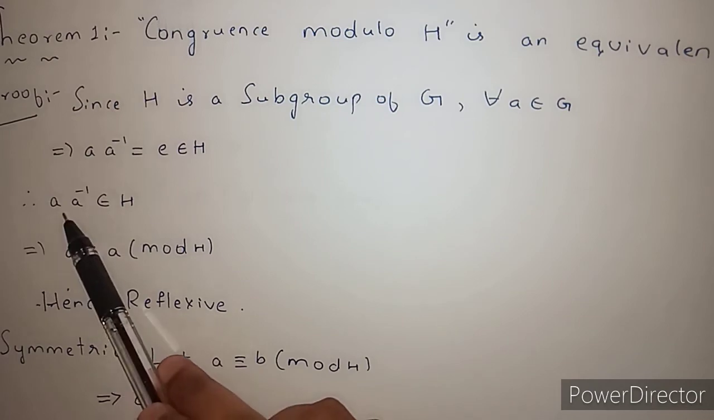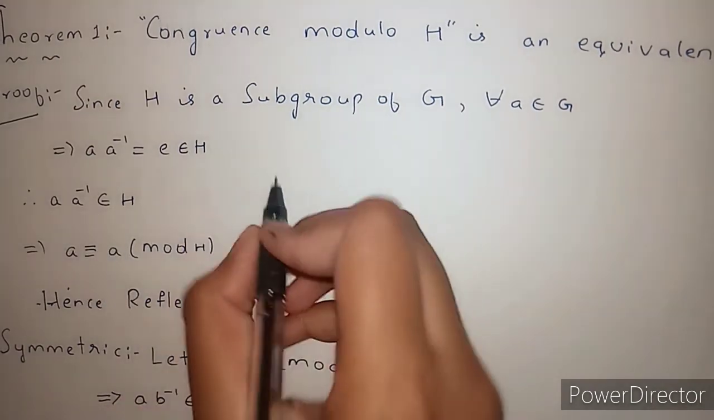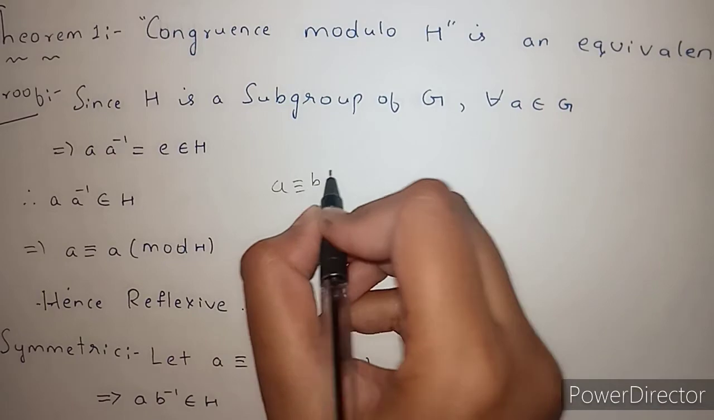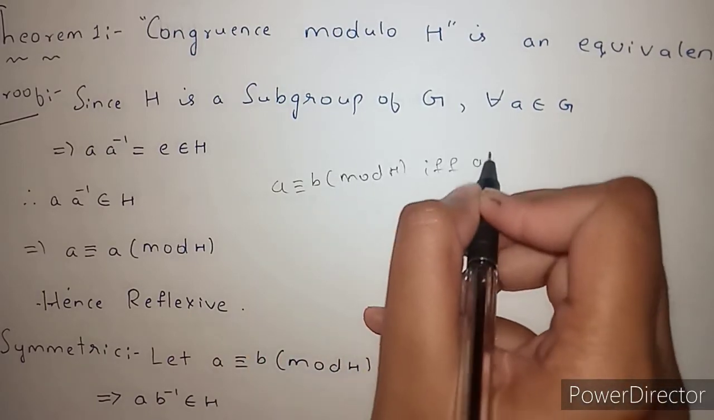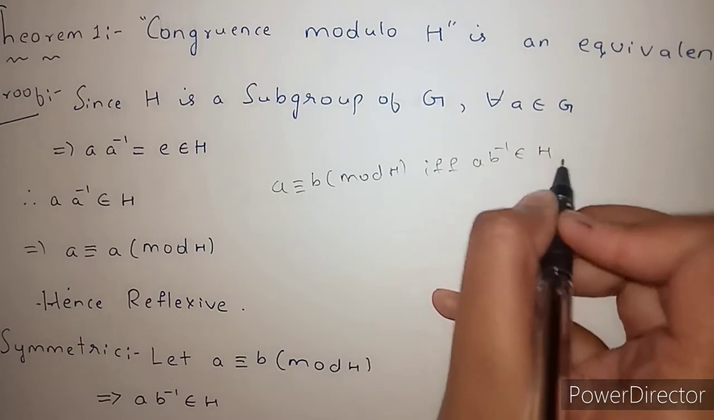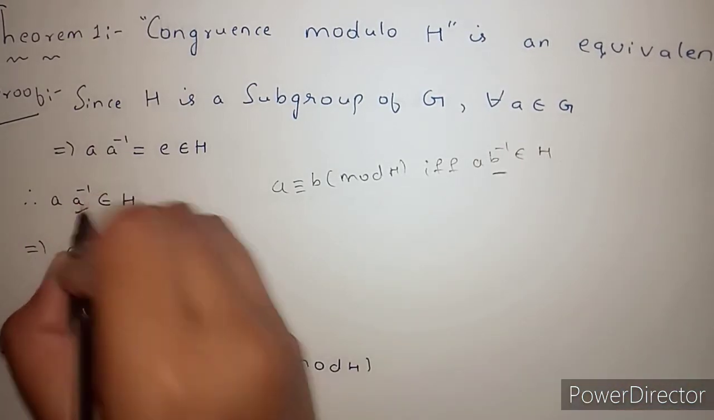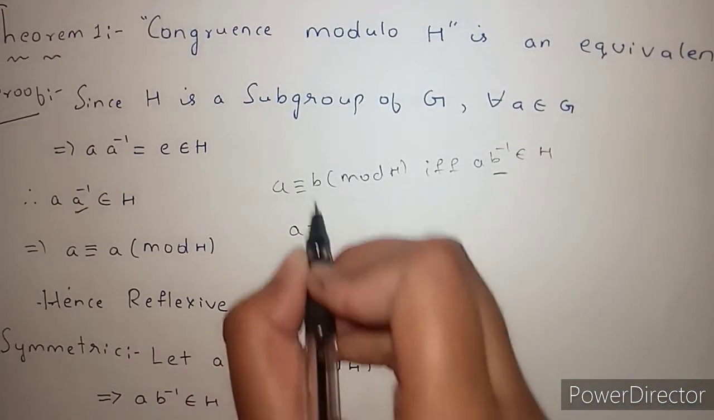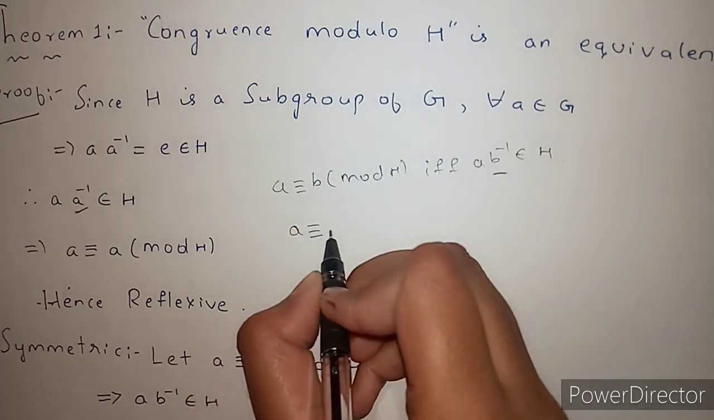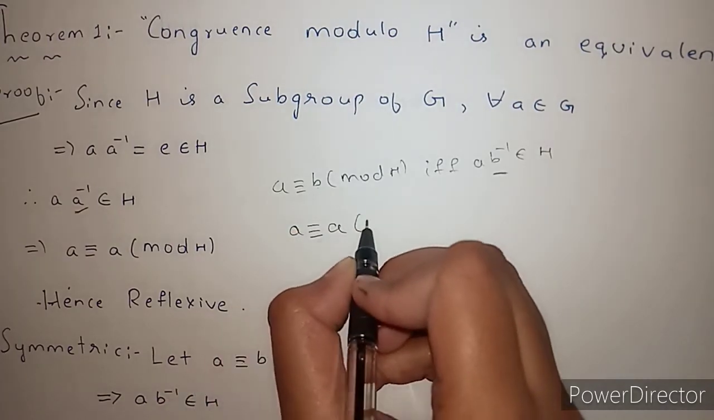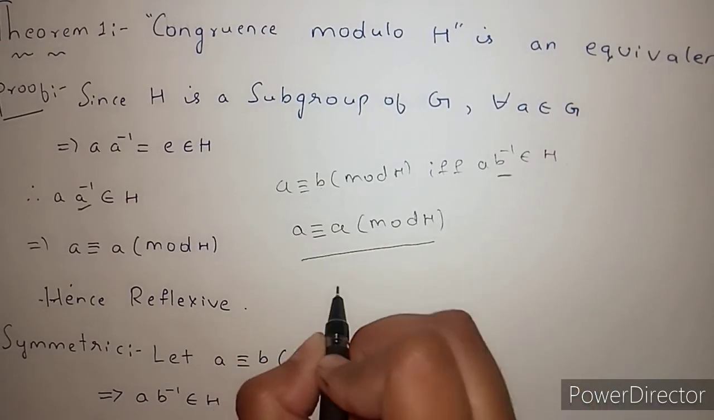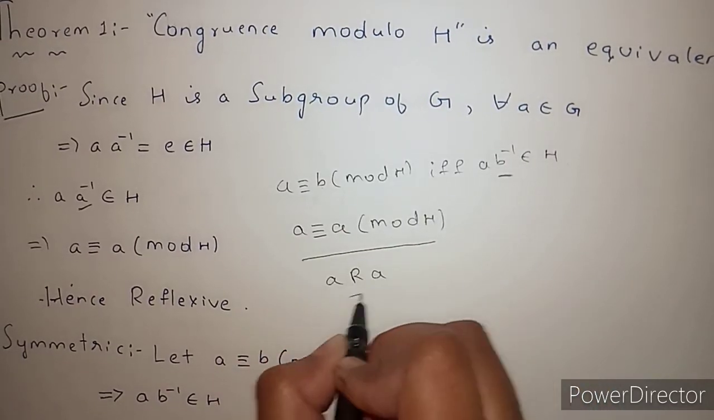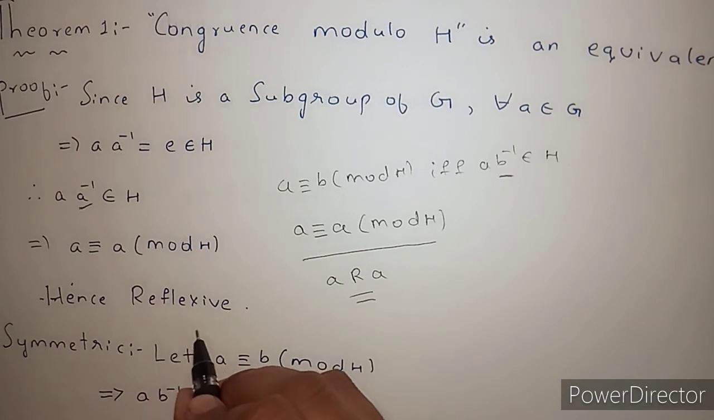This is the condition of congruence modulo, right? a is congruent to b mod H if and only if ab inverse belongs to H. Here, in place of b inverse, we have a inverse. In place of b, we have a. So a is congruent to a mod H. This is the condition for reflexivity, a is related to a. So a congruent to b mod H is reflexive.